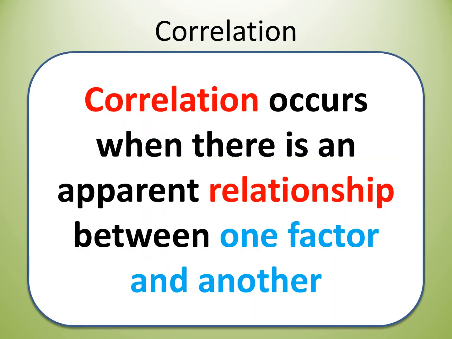So correlation first. Correlation occurs when there is an apparent relationship between one factor and another. So if you increase your advertising, you're going to get more sales. If you decrease your age, then you'll find that your internet use goes up, as a population.